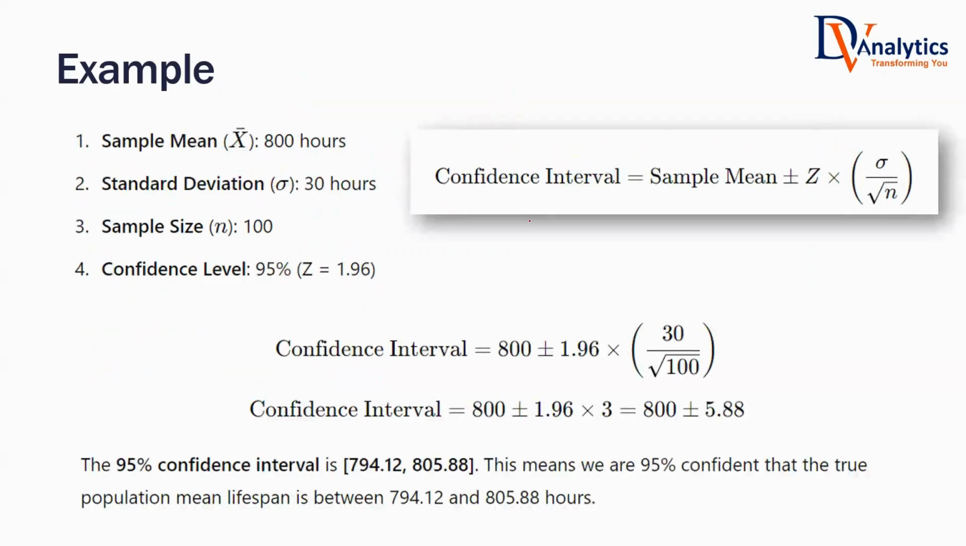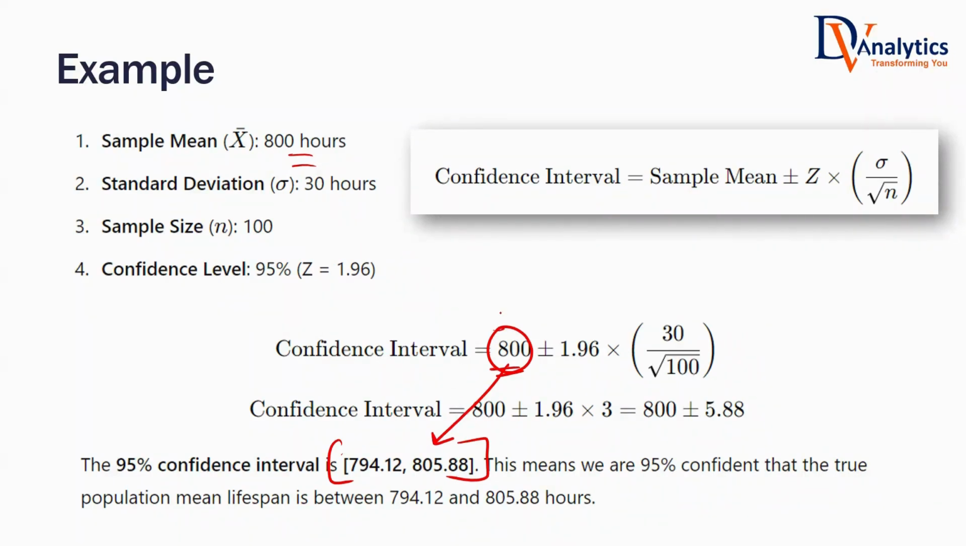So you will substitute all these values: 800 hours plus or minus the z value, which is 1.96 for 95% confidence. If you put in all these values, you can say there is a 95% confidence that my light bulb will stay a minimum of 794 hours and a maximum of 805 hours. This is my confidence interval. Confidence interval calculation is done based on the sample to estimate anything related to a population parameter.